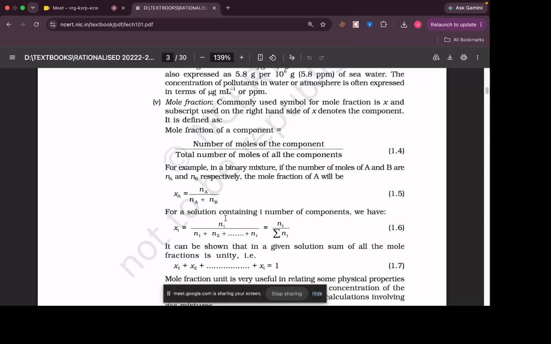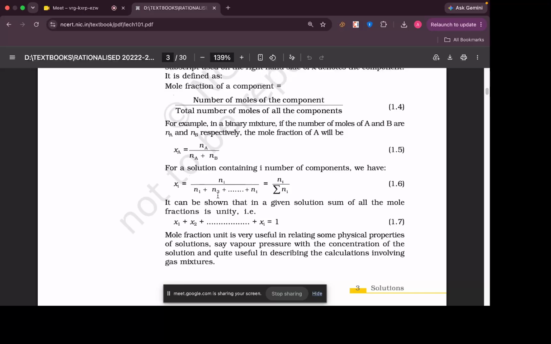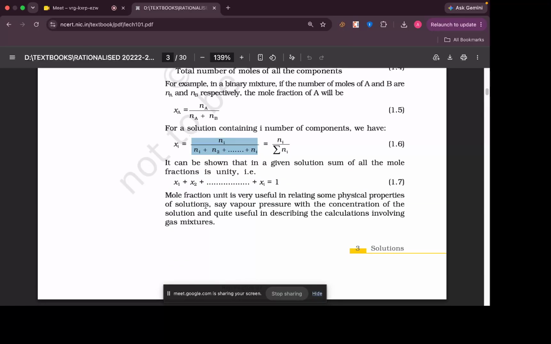For a solution containing multiple components, let's say you don't have 2 components, you have many components, what will I do? Let's say the question is the mole fraction of A. So Xa is equal to Na upon Na plus Nb plus Nc plus Nd plus Ne, and so on. We need the total at the bottom, but in the numerator I need only what I have to find. It is very simple mathematics. When I add all the mole fractions, it will give me 1.